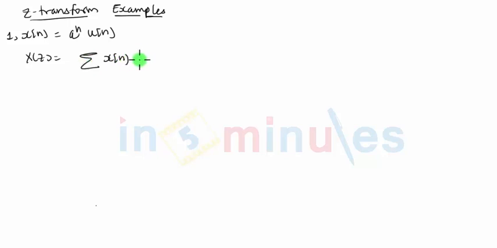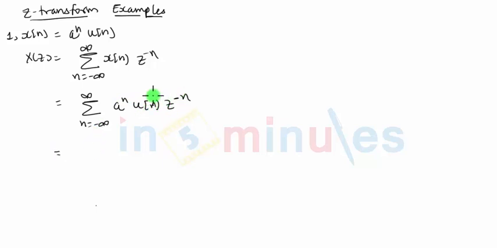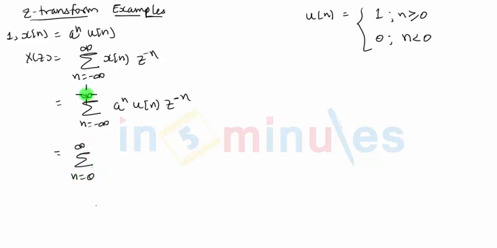So which is summation x of n z raised to minus n, where n varies from minus infinity to plus infinity. X of n given in the question is a raised to n u of n into z raised to minus n. Now u of n, we all know that it's a unit step sequence. It is equal to 1 only for n greater than or equal to 0, and it is 0 for n less than 0, and hence because it is 0 for n less than 0, the lower limit of the summation will change to 0 to infinity.